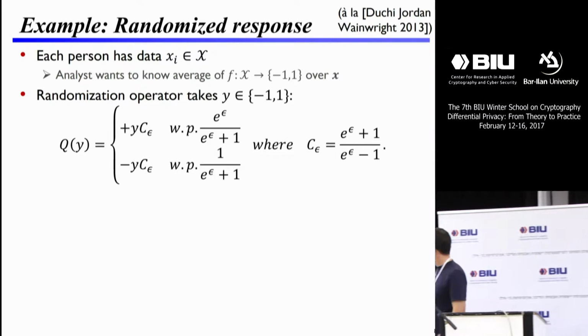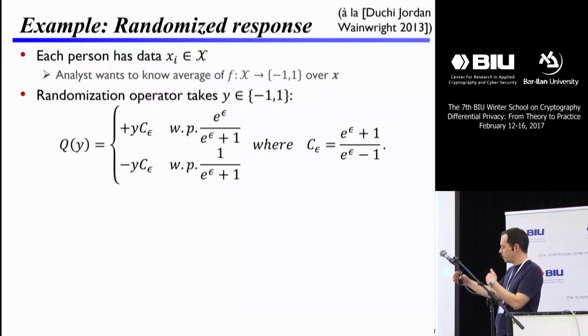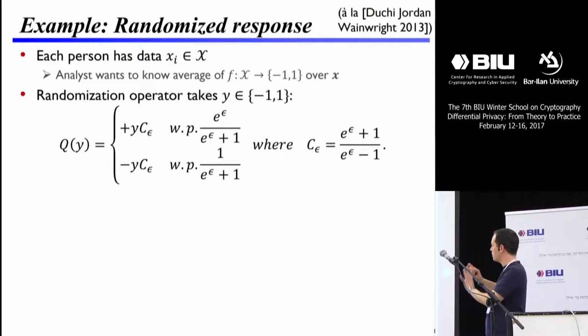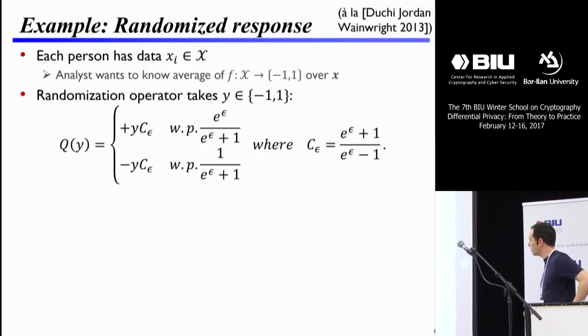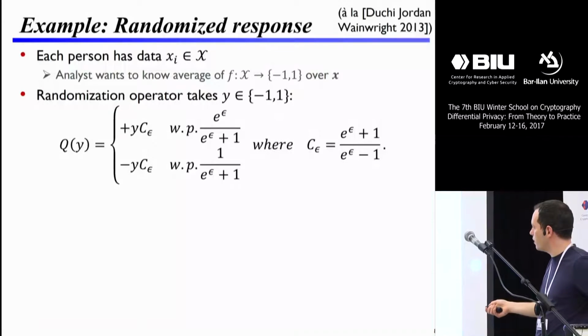So we're going to assume, for simplicity, that each person's data is either -1 or 1. It turns out that if their data is a value between -1 and 1, you can randomly round it to either -1 or 1 in a way that has the right expectation, and then use the rounded value in this protocol, and that will work. Now, the randomization operator on input either -1 or 1 will return one of two values, either C sub epsilon or minus C sub epsilon, where C sub epsilon is about 1 over epsilon. It's this weird looking constant.